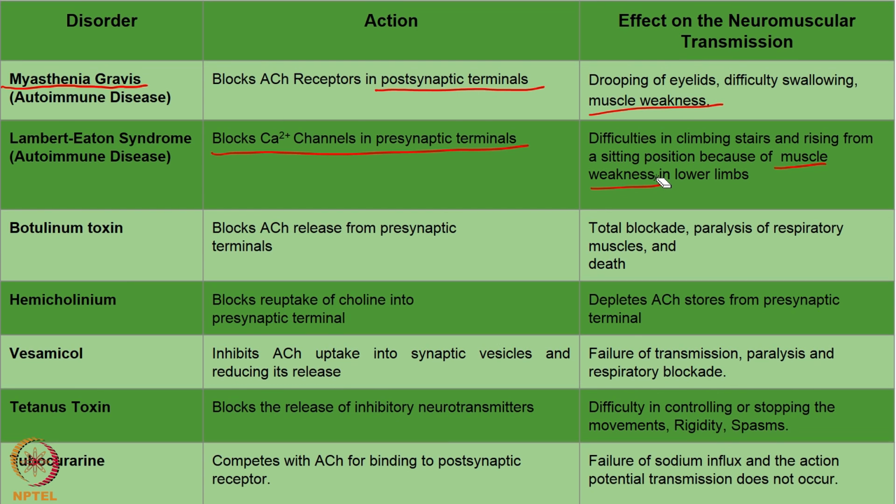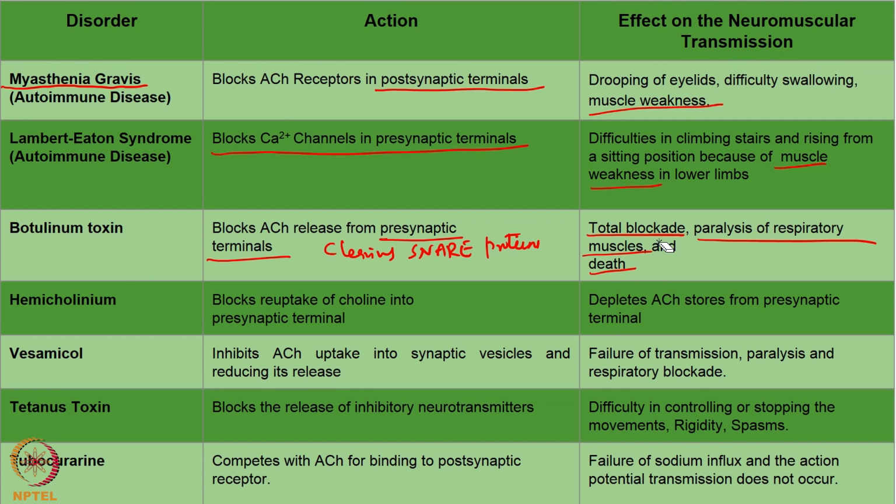Then there is botulinum toxin. Botulinum toxin essentially prevents the release of acetylcholine from the presynaptic terminal. How? By cleaving the SNARE proteins, essentially preventing the docking proteins synaptobrevin and syntaxin from fusing to the membrane and releasing acetylcholine into the cleft, right. It leads to total blockade, paralysis, as in flaccid paralysis, and death, right.